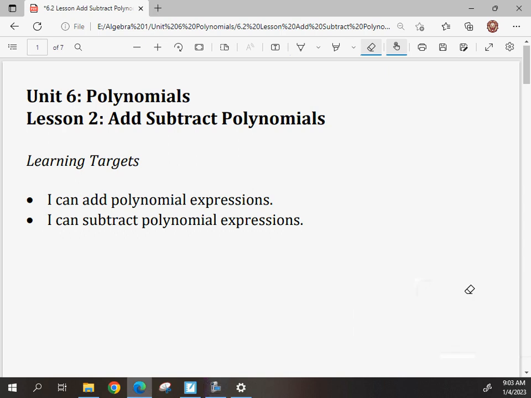Hey, well, now that we have talked about how to multiply terms that have exponents and divide terms that have exponents, we're going to talk now about how to add and subtract polynomials, which are really just expressions with multiple terms that have exponents.